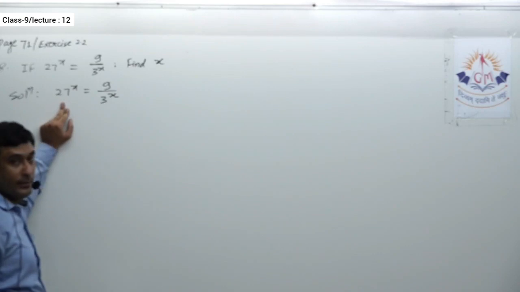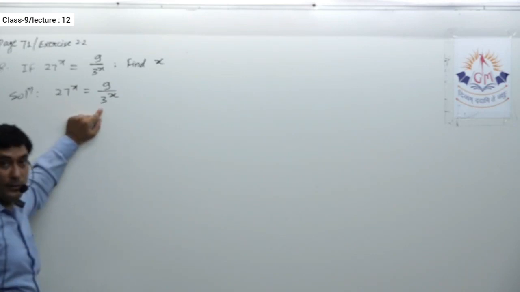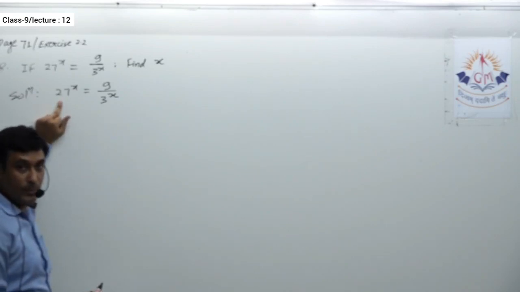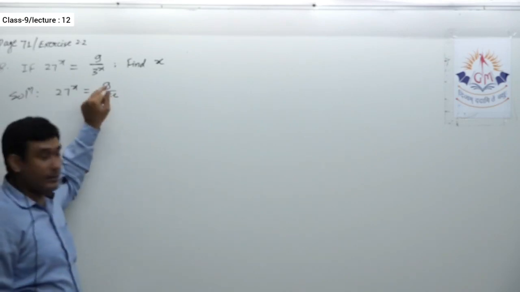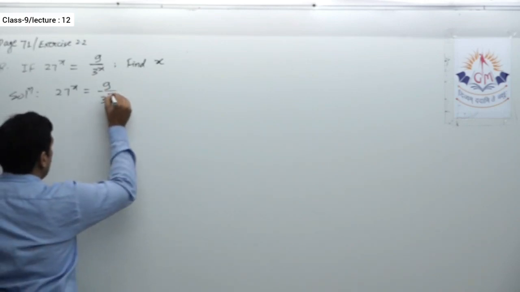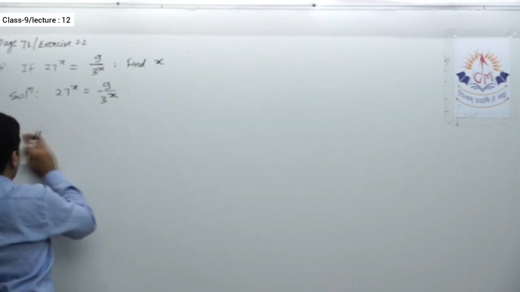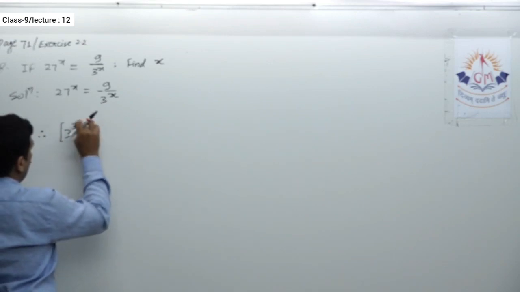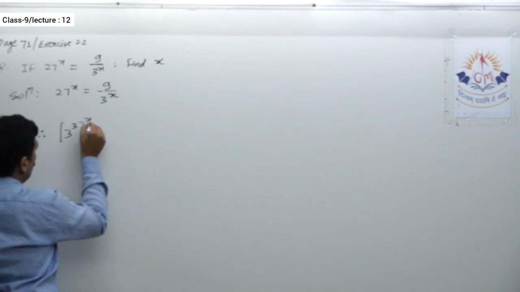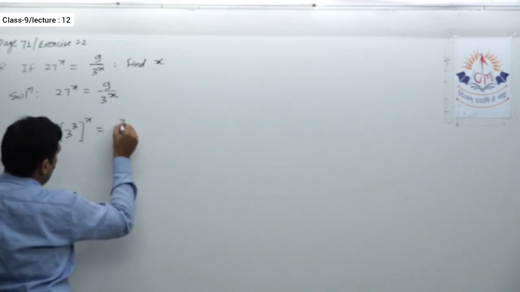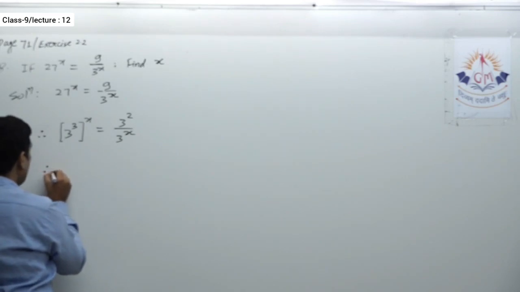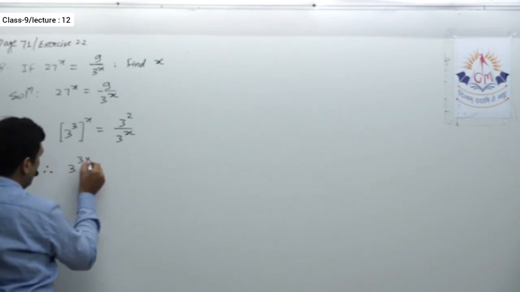So this can be written in terms of 3. This is already in terms of 3, that means having base 3. Here again I can write this 9 so that the base becomes 3. 27 can be written as 3 cube and 9 is 3 square, and over here 3 raised to x. So this will become 3 raised to 3 multiplied by x.